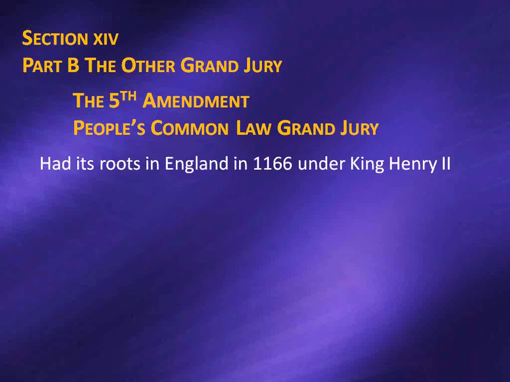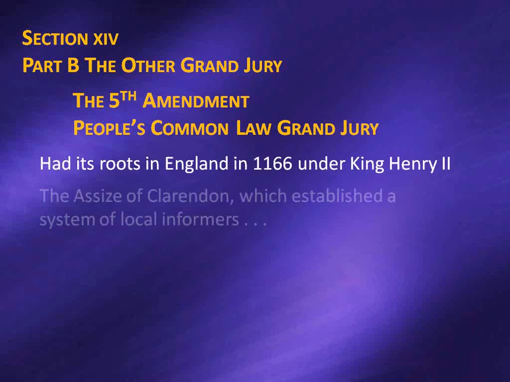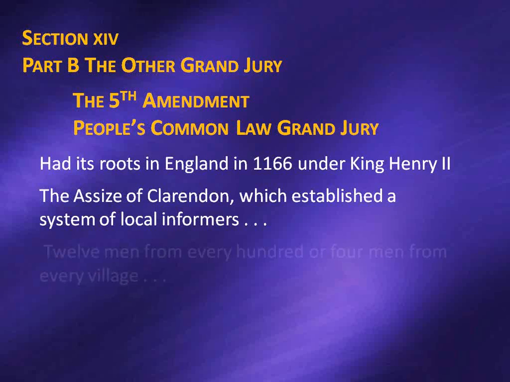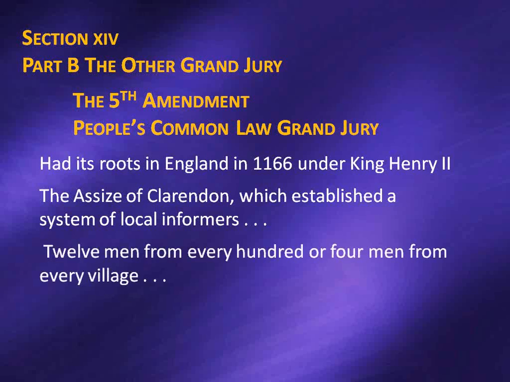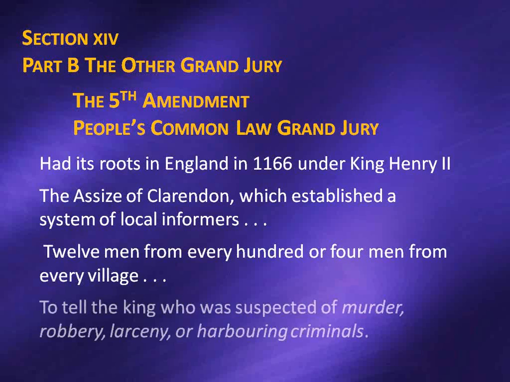This grand jury had its roots in England in 1166 under King Henry II. It comes out of the Assize of Clarendon, which established a system of local informers, which at the beginning were 12 men from every 100 or 4 men from every village. Their job was to tell the king who was suspected of murder, robbery, larceny, or harboring criminals.